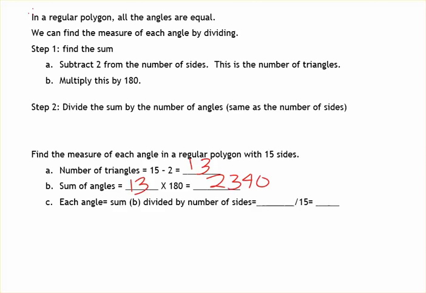Now we're going to find each angle. In a regular polygon, each angle is the same. We'll take our sum from part B divided by the number of sides. In this case, we're going to take 2,340 degrees divided by 15 sides. That equals 156. So a regular polygon with 15 sides has each angle that is 156 degrees.